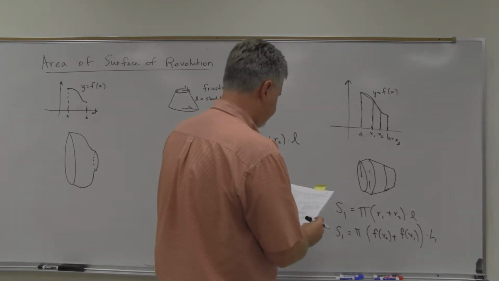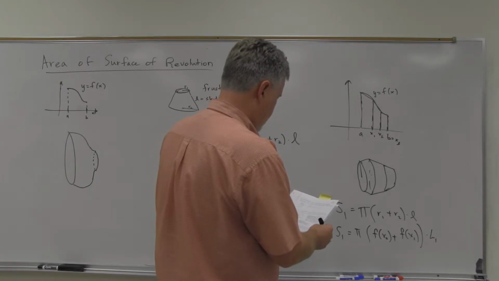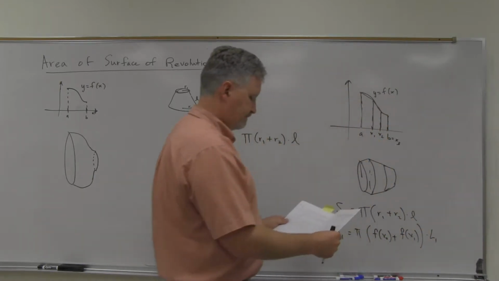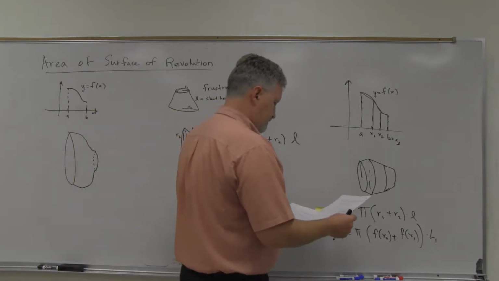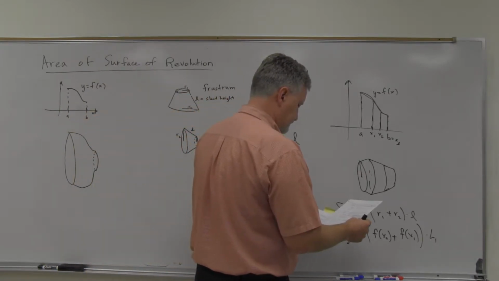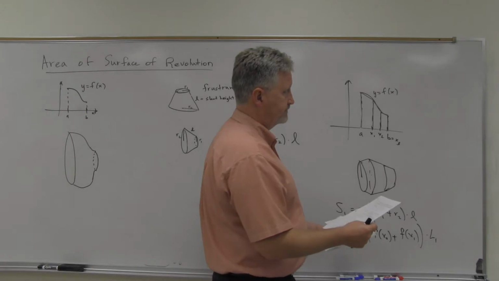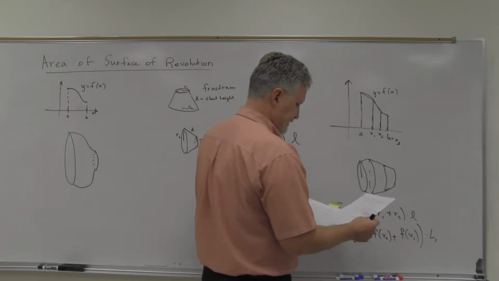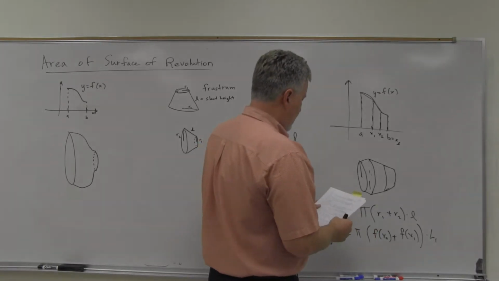All right. So what I wind up with here, and we're going to use the arc length formula on that. Arc length is the square root of 1 plus the derivative squared, at the interval.